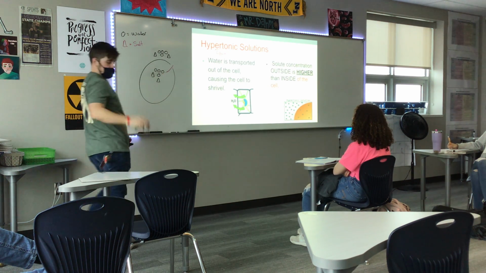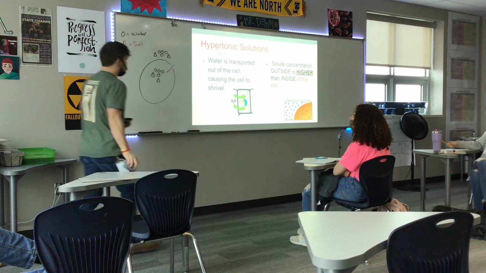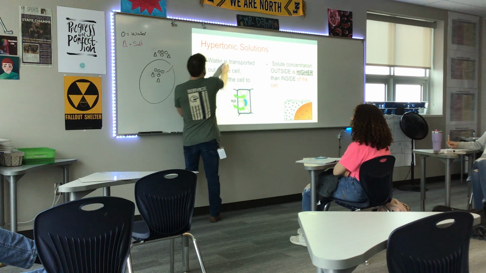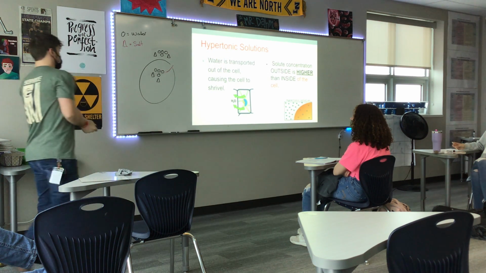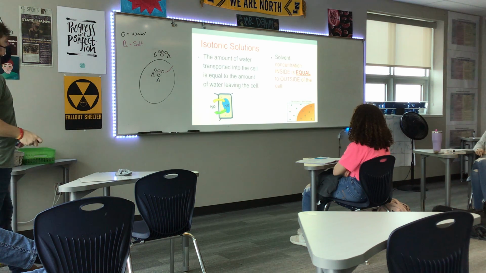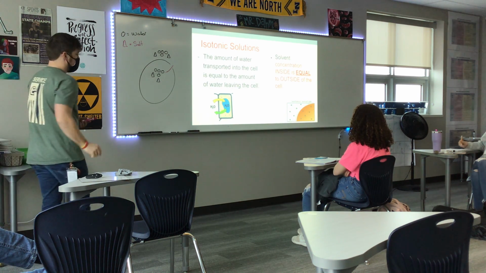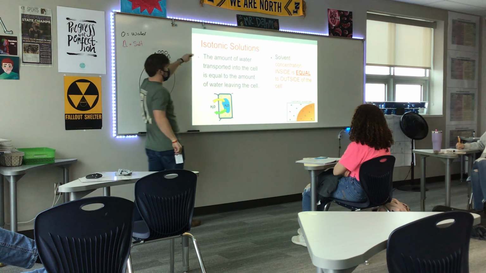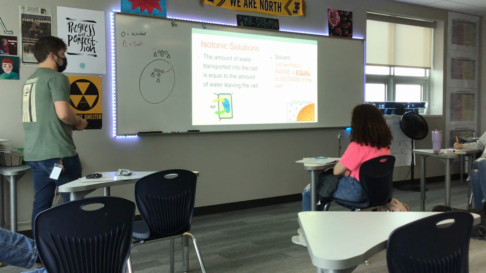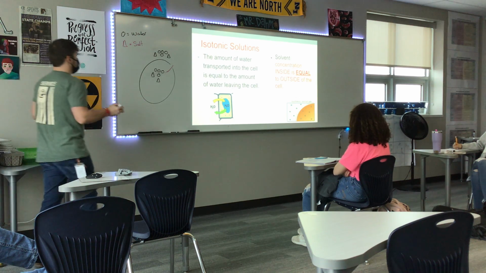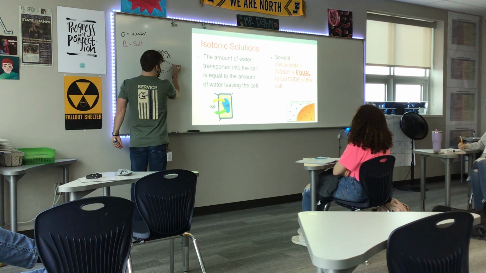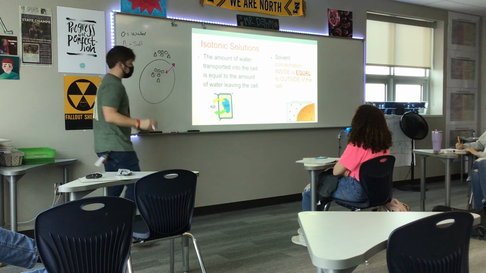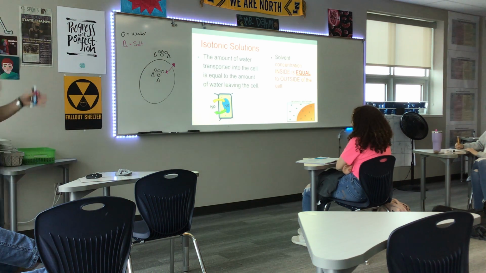Okay? And that brings us to our last solution, our last example or type of situation that our cells can be in, and that is isotonic. Isotonic is where the amount of water transported into the cell is equal to the amount that is leaving the cell. So the way that looks is you have water coming in and out in equal amounts. The cell is not shriveling and it's not expanding. This is ideally where all your cells want to be.